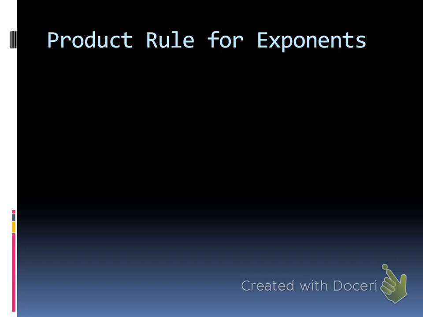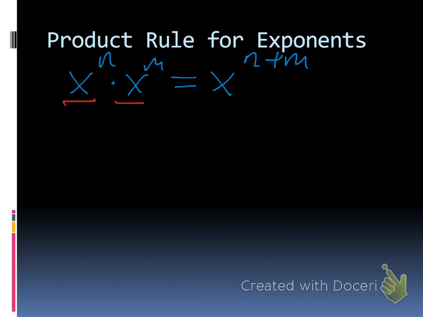Let's go to the product rule for exponents. The product rule says this: if I have x to the n times x to the m, and I'm multiplying them, then this changes to x to the n plus m. That only works if we've got the same base. Notice both of our bases are x. If the bases were different, then we would not be able to do that. If we had y to some power and x to some power, we wouldn't be able to multiply them. So let's look at some examples real quick.